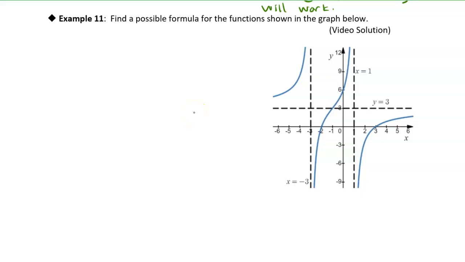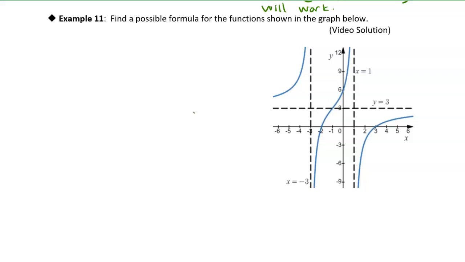All right, in this very last example, we're going to find a formula for a rational function, and it's very much like that last example, except now instead of being explicitly told where the zeros, vertical asymptotes, and horizontal asymptotes are, we have to get that from the graph. All right, so we have a graph, and so let's start with the zeros.